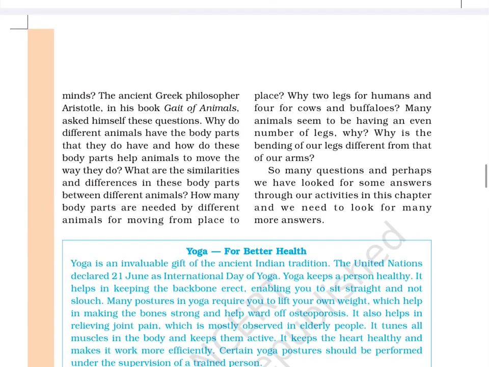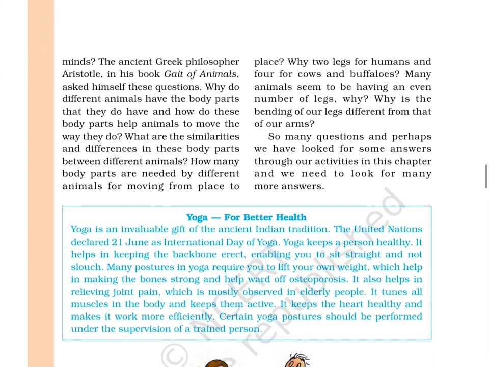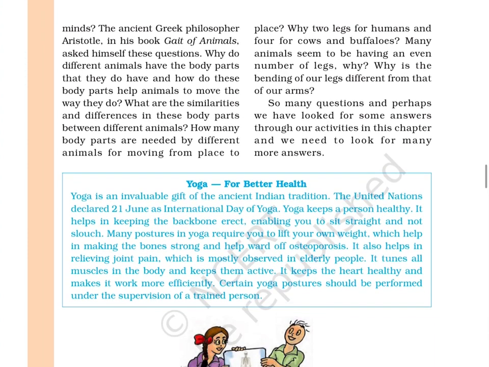Page 76. The ancient Greek philosopher Aristotle, in his book Gait of Animals, asked himself these questions. Why do different animals have the body parts that they do have, and how do these body parts help animals to move the way they do? What are the similarities and differences in these body parts between different animals? How many body parts are needed by different animals for moving from place to place? Why 2 legs for humans and 4 for cows and buffaloes?